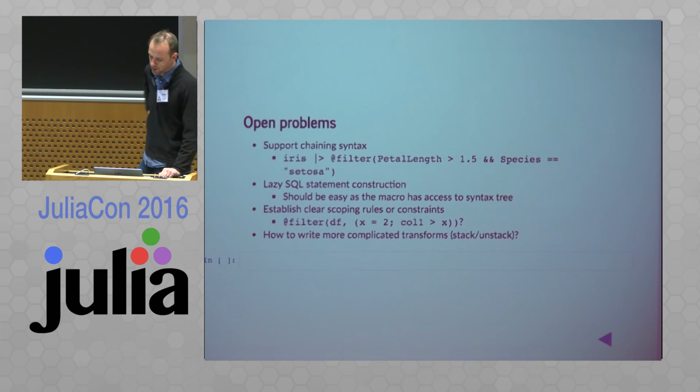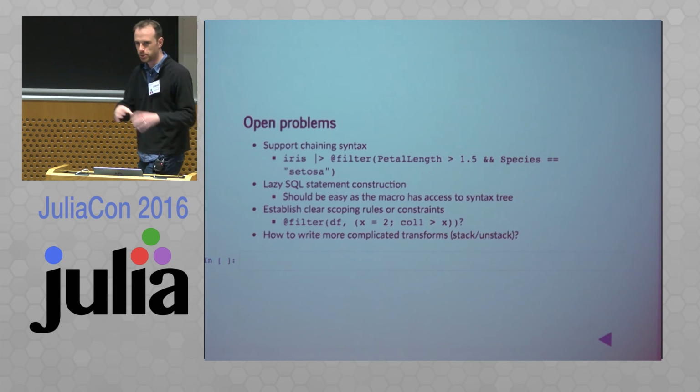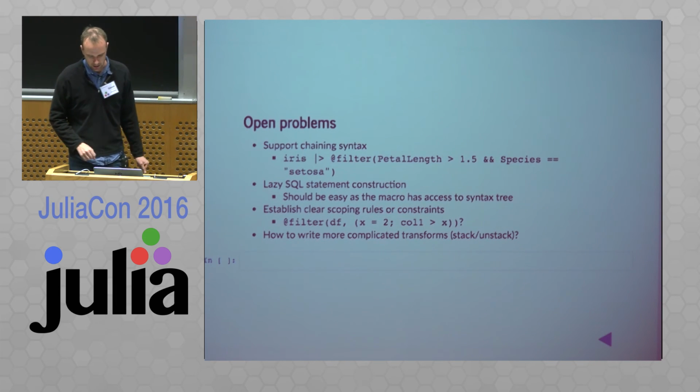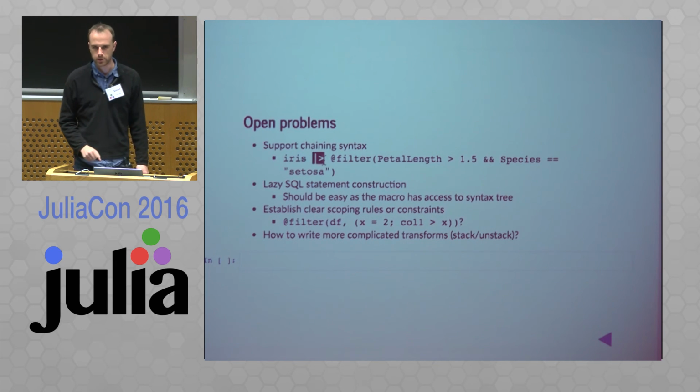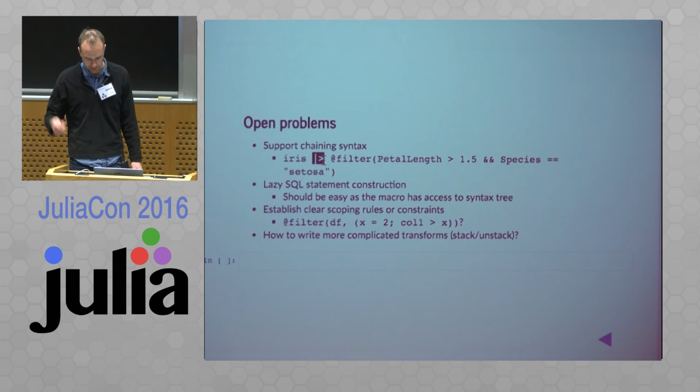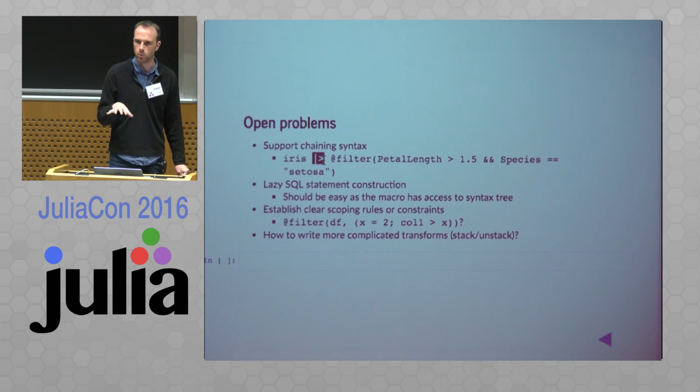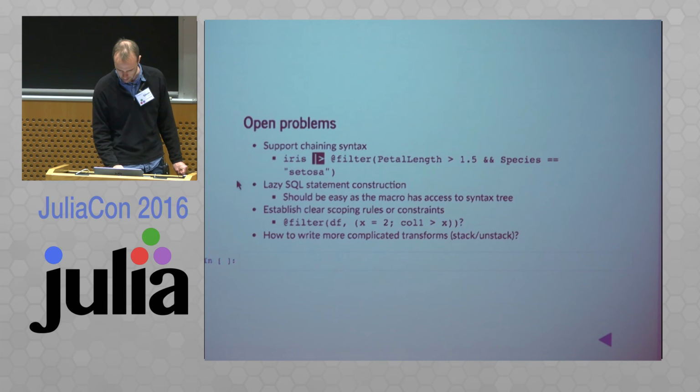It does lead to a bunch of open problems that I'm still trying to think about. How to get a nice chaining syntax? This is just one function, but you usually want to do a bunch of operations. Julia has this pipe operator, so can we build on that? Then how can you construct lazy SQL statements from that? For @filter, that should be fairly straightforward because the macro has access to the syntax tree in the nice form it already needs. So that's what I'm trying to work on now.